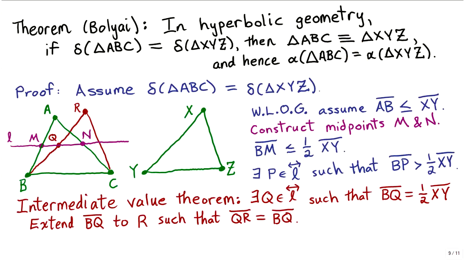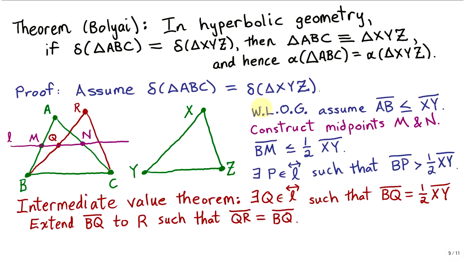It's a fascinating result. There's nothing like it in Euclidean geometry. The measures of the angles tell us nothing about the area of a triangle, but in hyperbolic geometry, these two concepts are definitely related. So let's begin the proof. First, we start with two triangles, ABC and XYZ, and we'll assume that they have the same angle deficit.